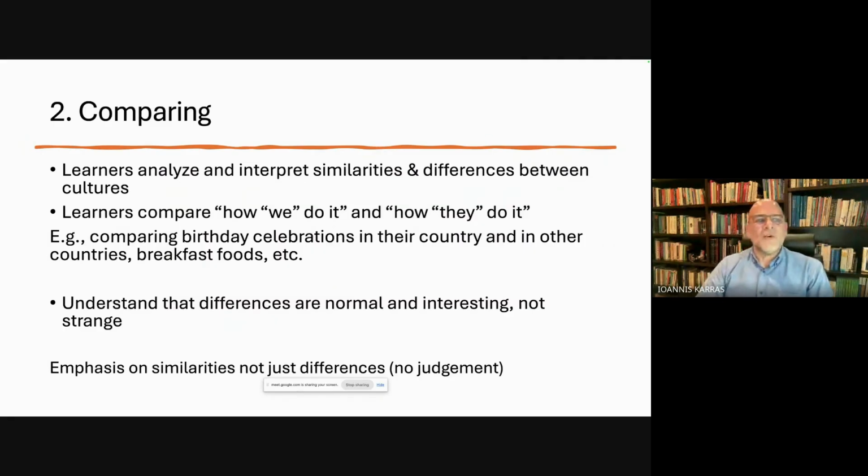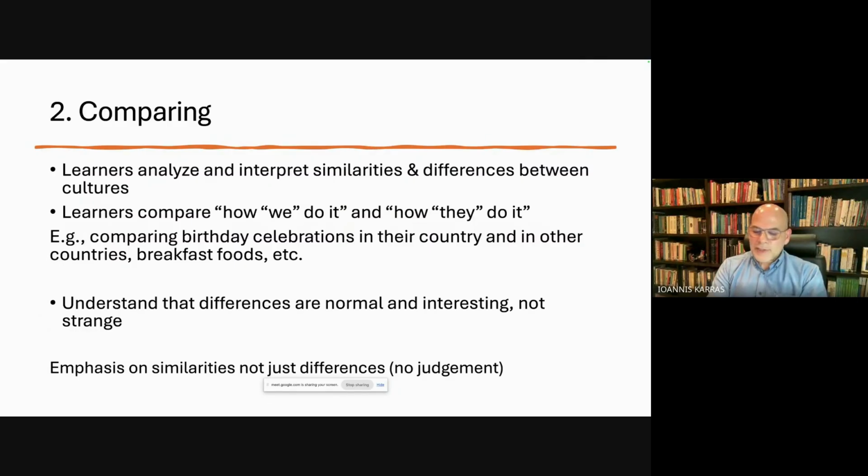Then the next stage they talked about was comparing. So learners analyze and interpret, again, similarities and differences between cultures. Learners can compare how we do it and how they do it. But at the end, it's my opinion that we shouldn't create big distances between the we and the them, because then otherness becomes an issue. So for example, we can ask them to compare birthday celebrations in their country and in other countries, breakfast foods, etc. Things that learners at this age can cope with. And understand that differences are normal and interesting, not strange.